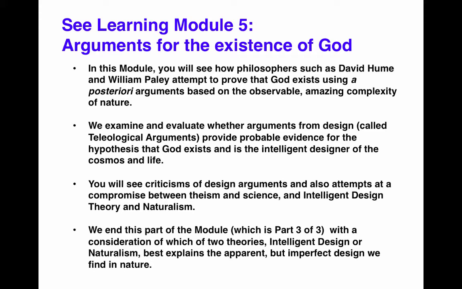You will see criticisms of design arguments and also attempts at a compromise between theism and science, and intelligent design theory and naturalism. We end this part of the module, which is part 3 of 3, with a consideration of which of two theories, intelligent design or naturalism, best explains the apparent but imperfect design we find in nature.